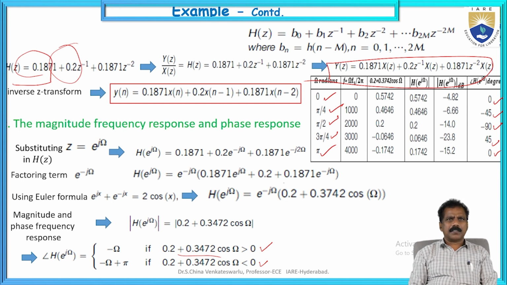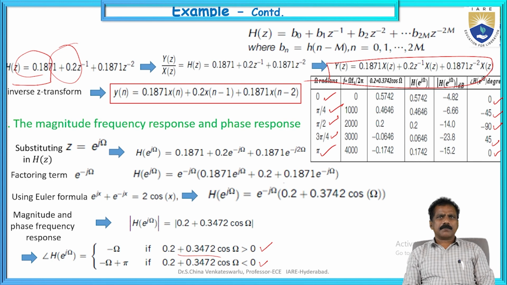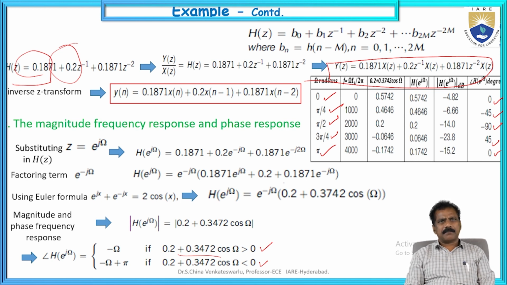The resultant is obtained using the magnitude frequency response and the phase response with reference to Z equal to e power j omega in H of Z, factoring out the term e power minus j omega. With Euler's formula, e power j omega plus e power minus j omega is equal to 2 cos of x. After that, try to measure and observe all the magnitude and phase frequency responses.